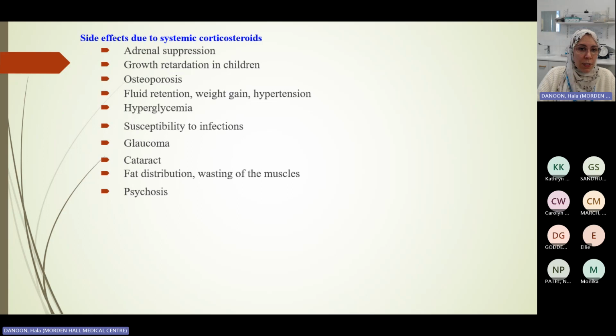The main side effect of systemic corticosteroids is adrenal suppression, and that's why patients should carry a steroid card with them at all times, because they will need a continuous supply of the steroid. It can cause growth retardation in children. It can increase the risk of osteoporosis, fluid retention, weight gain, and therefore hypertension. It increases the risk of hyperglycemia, and susceptibility to infection because of the immunosuppressant effect, glaucoma because of fluid retention, and cataract, fat redistribution, wasting of the muscles, and psychosis.